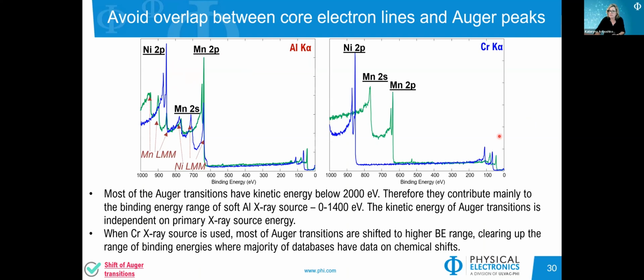While using the chromium source, we're shifting all of these transitions to higher binding energy, because the kinetic energy of an Auger transition is fixed. And now we have really nice, overlap-free transitions that we can use for accurate quantification and chemistry identification as well.